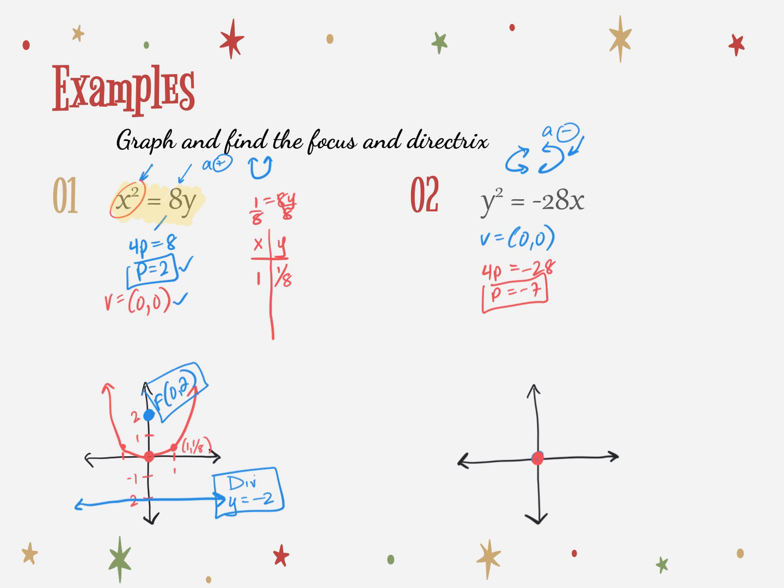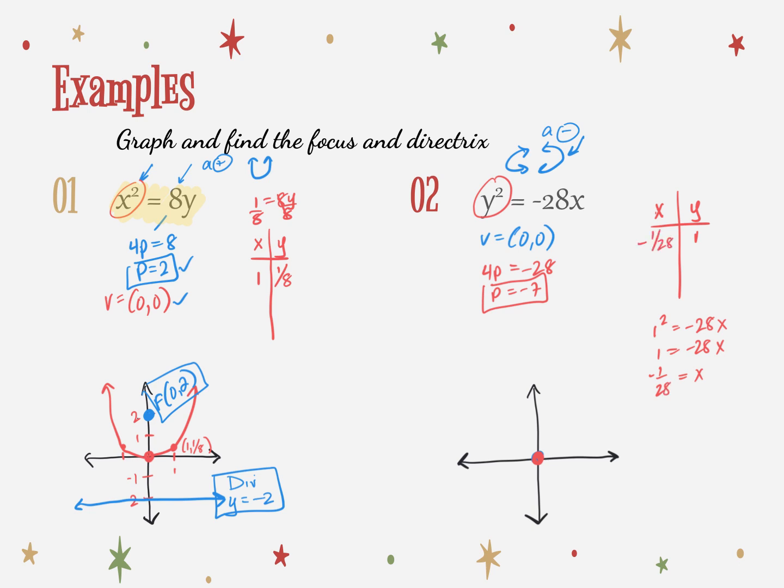So again, I just need to know which way my graph is going to open. So I'm going to make a little table and pick one value and plug it in for here. So I'm going to make y equal to 1. So 1 squared equals negative 28x. 1 equals negative 28x, and I know that x is negative 1 over 28.